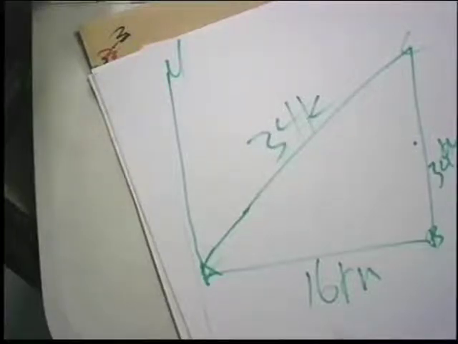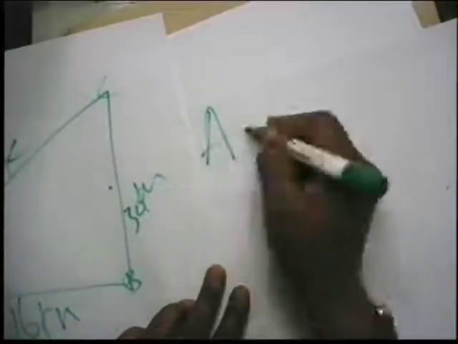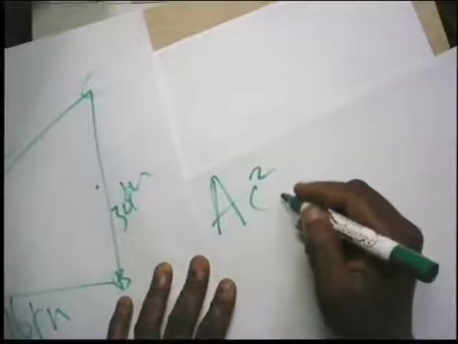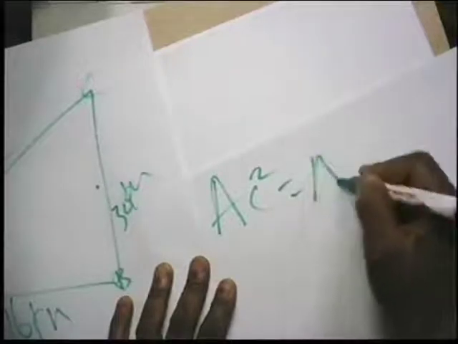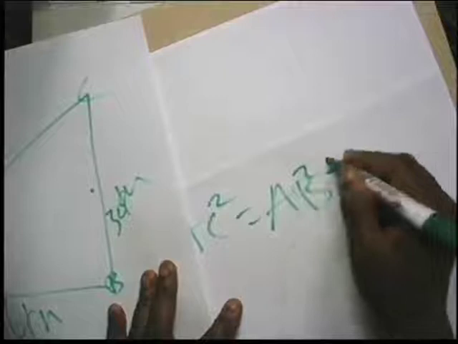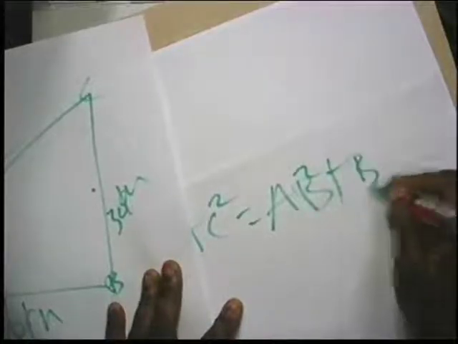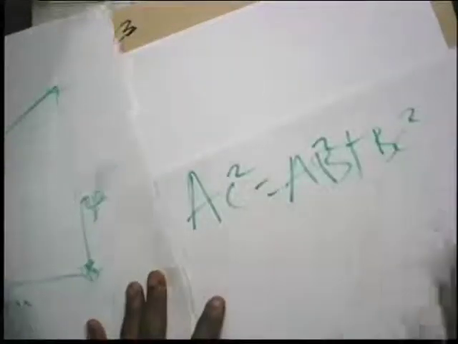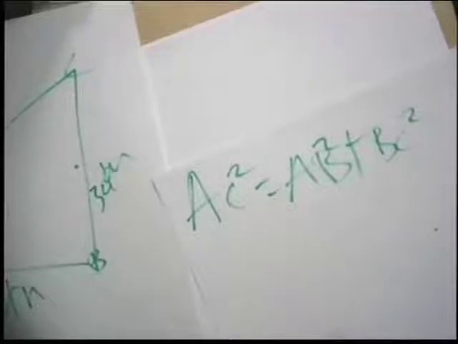You must agree with me that AC square equals AB square plus BC square. Where do we get this one? That's what we call Pythagoras theorem.